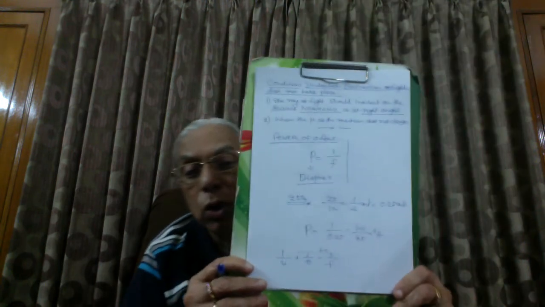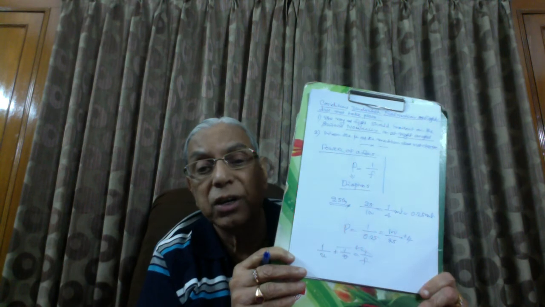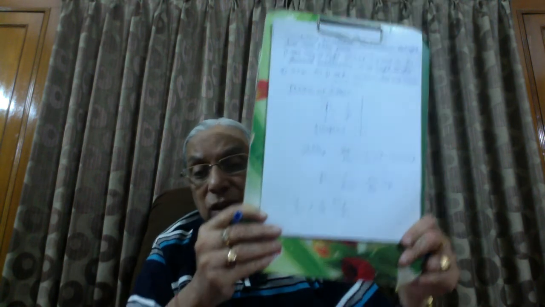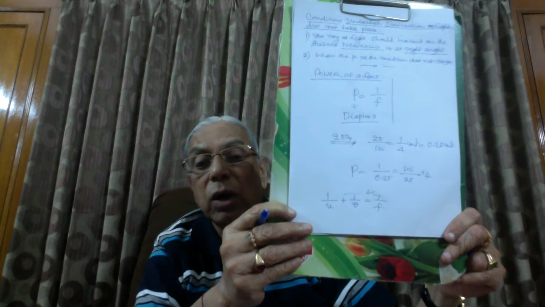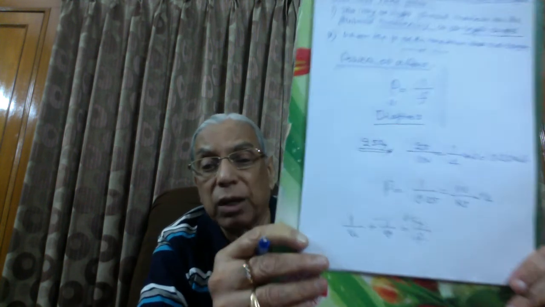What do u, v, f mean? U represents the object distance. V represents the image distance. F represents focal length. So, 1 over u plus 1 over v is equal to 1 over f. That is called the mirror formula.